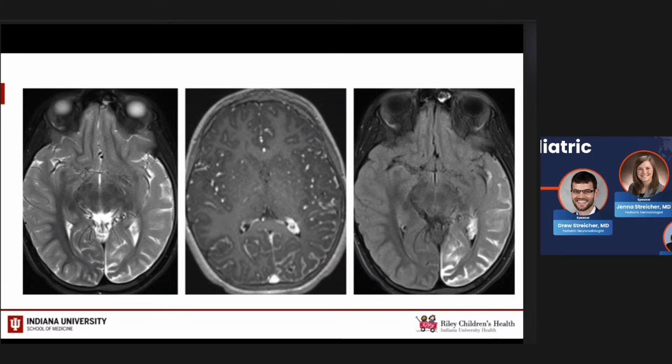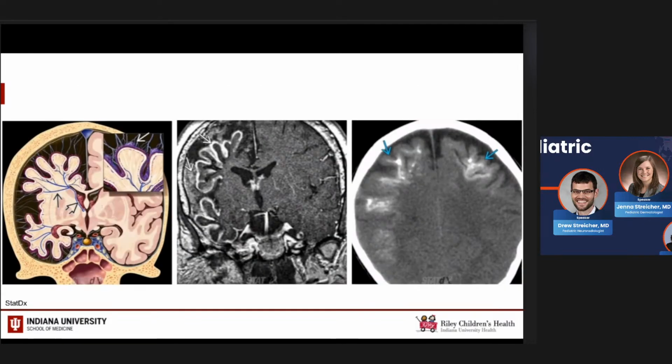Here's an example, much later stage. We can see from SAT-DX, middle image showing a post-contrast T1, showing that diffuse leptomeningeal enhancement from the pial angioma, very marked right hemispheric volume loss with prominence of the sulci and subarachnoid spaces. And then a CT image showing that gyriform calcification as a result of probable chronic venous ischemia.